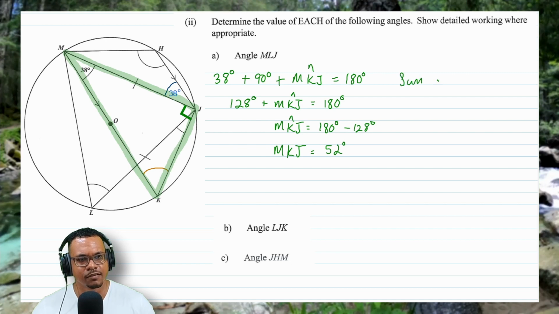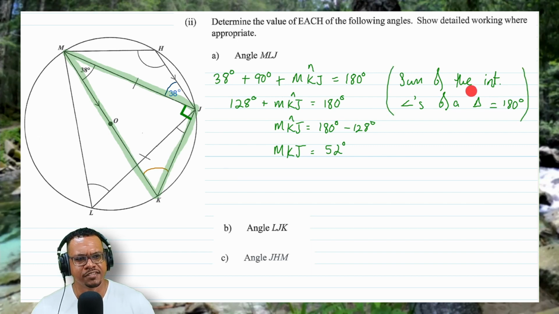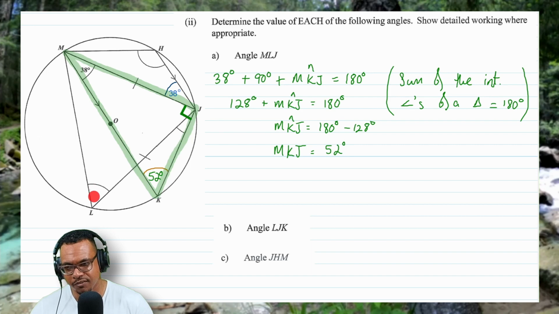Sum of the interior angles of a triangle is equal to 180 degrees. All right, so that's my reason for this. So I know that here would be 52 degrees. And now that I know that here is 52 degrees, I know here will also be 52 degrees, because these two angles stand on the same chord. So that will be angles in the same segment are equal.